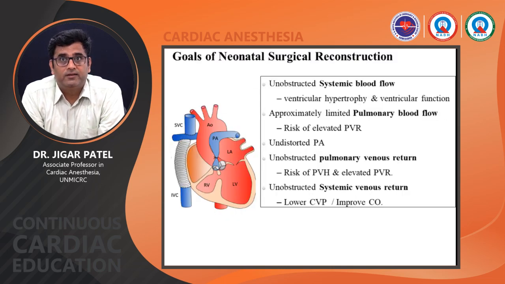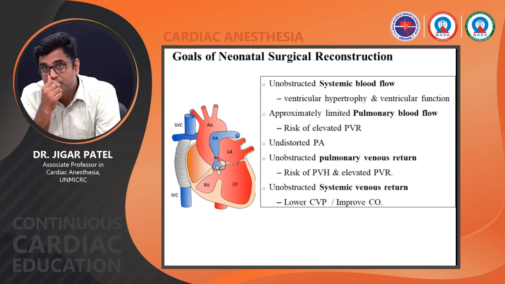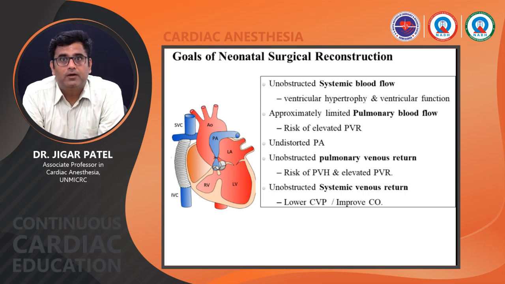Now we will see neonatal surgical reconstruction. The goal of neonatal surgical reconstruction is to achieve unobstructed systemic blood flow. If there is an obstruction in the systemic blood flow, that will lead to ventricular hypertrophy and ventricular dysfunction, so we have to correct it in this neonatal period. The second goal is appropriately limited pulmonary blood flow. We have to control pulmonary blood flow and provide adequate pulmonary blood flow to grow the pulmonary arteries, and simultaneously reduce the risk of elevated PVR. And we have to correct a distorted pulmonary artery if present during this stage.